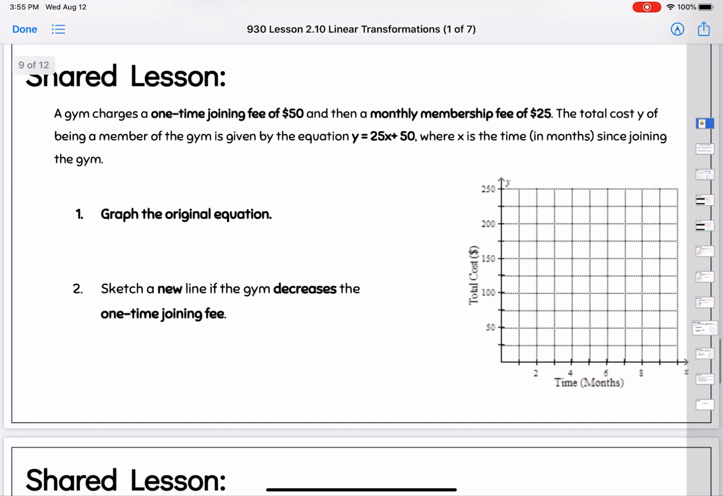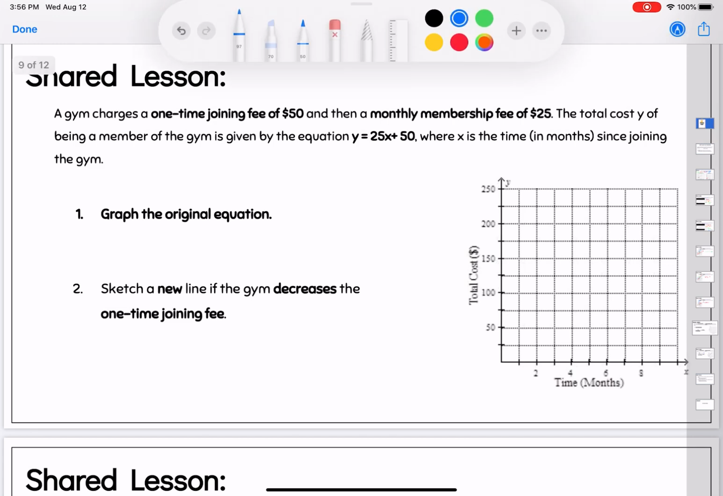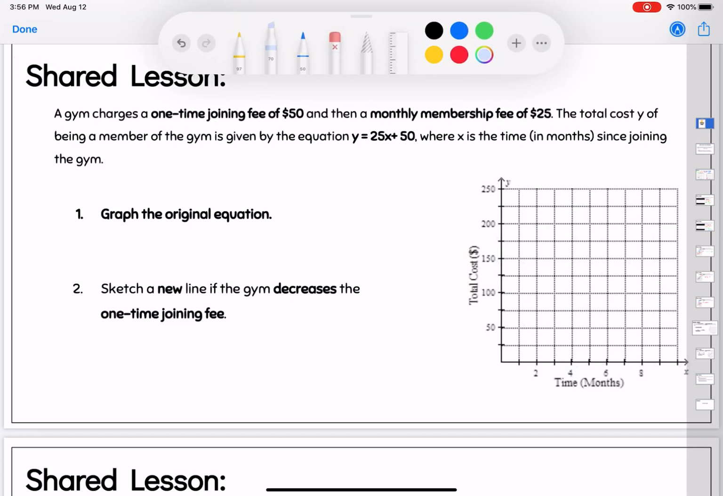So let's go the other way then. Can I understand when I change something in the equation, how it changes the graph? So here's a little real life scenario. A gym charges a one-time joining fee of $50 and then a monthly membership fee of $25. So the total cost y of being a member of this gym is given by the equation y equals 25x plus 50, right? 25x plus 50. Here we go. Where x is the time in months and y is the total cost.